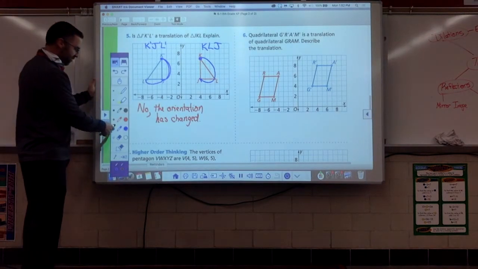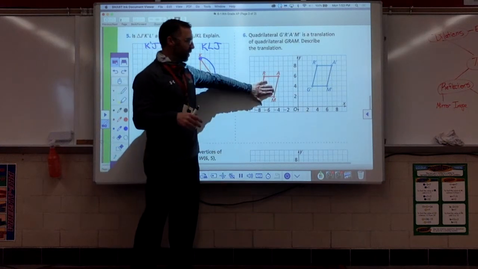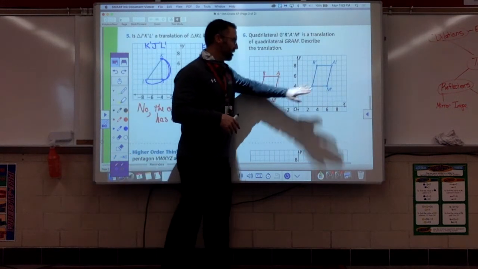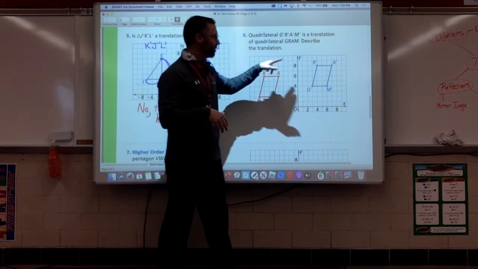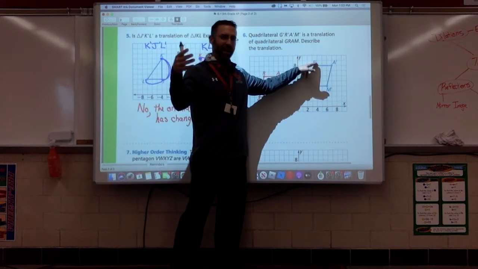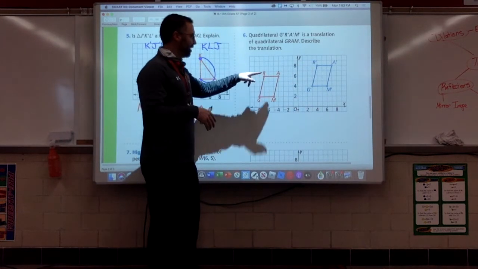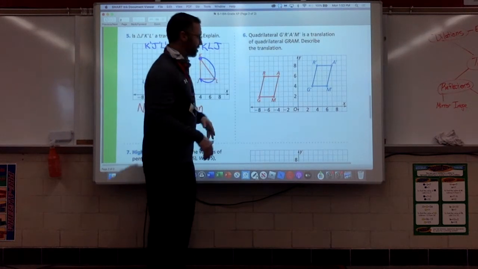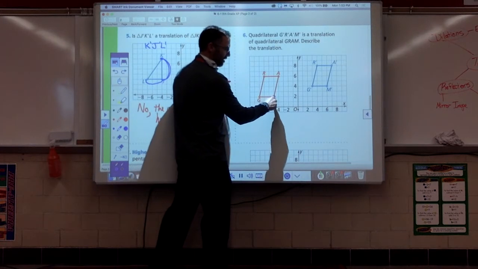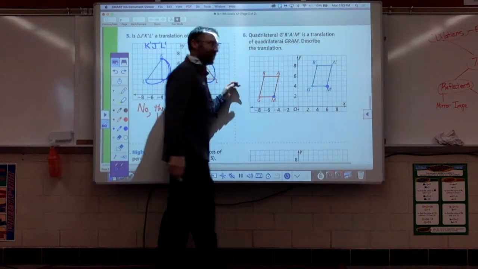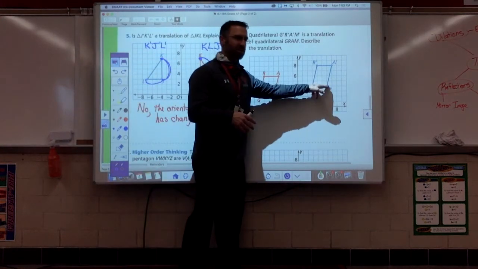Okay, number 6, describe that translation. Once again, we got to figure out which one's the original. Red is the original on mine. Blue is the image. I know that because this does not have apostrophes. This does. Those are called prime marks or tick marks. The one without the tick marks or without the prime notation is the original. We got to go from one to the other. So let's start at point M and go to the image of M. Once again, it doesn't matter what point you start at. You start at one point, you go to its image.